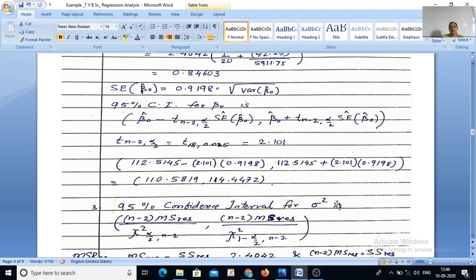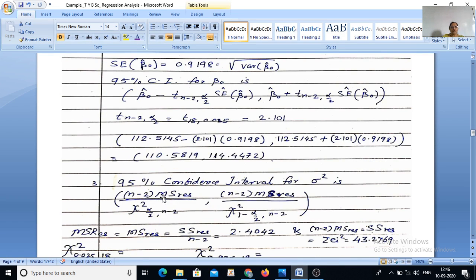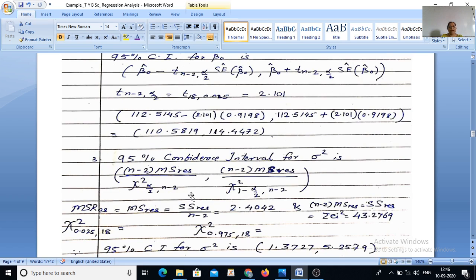the 95% confidence interval for the population variance sigma square. And what is that? It is n minus 2 into mean residual sum of squares, which is simply the residual sum of squares upon chi-square alpha by 2 with n minus 2 degrees of freedom. Now, the chi-square distribution is right-tailed, so one has to consider two tails. One cutoff point is at chi-square alpha by 2, n minus 2, and another cutoff is chi-square 1 minus alpha by 2, n minus 2.